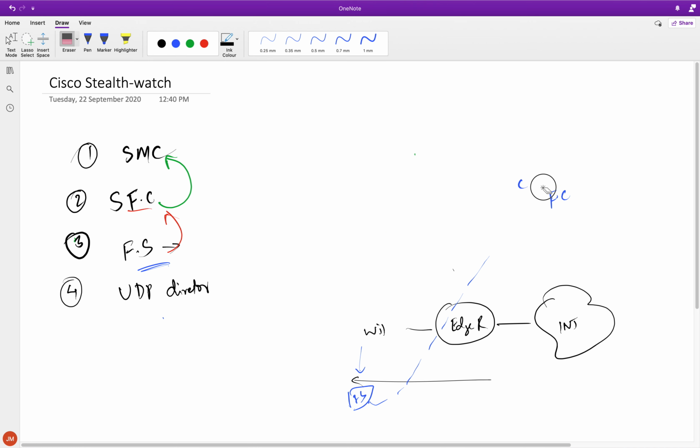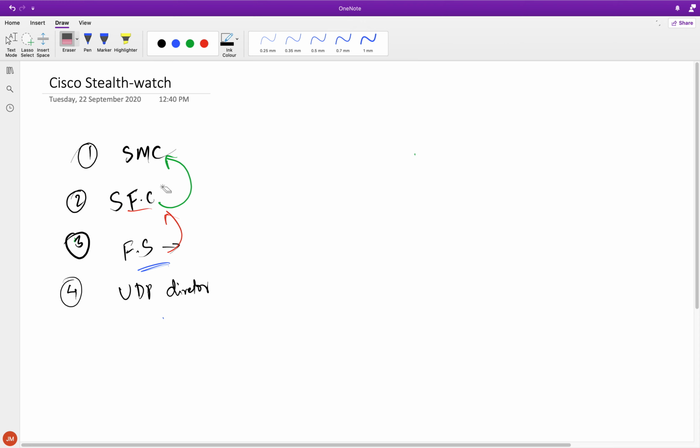Again, I said the last two components, the third and the fourth one, think of them as luxury components. They are not mandatory. You don't have to use them. So these two are mandatory, right?